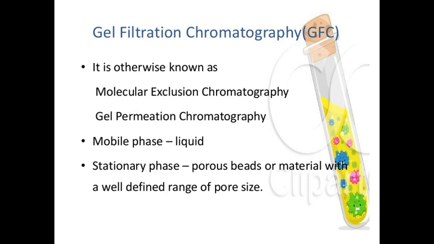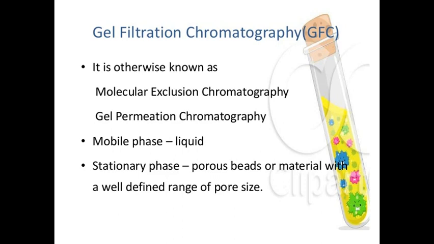And if a larger molecule is unable to pass through the gel beads, that large molecule travels in between the gel beads. The space available in between the gel beads, through that space the larger molecule can travel, and such a phenomenon is known as molecular exclusion. That's why this chromatography is also known as molecular exclusion chromatography.